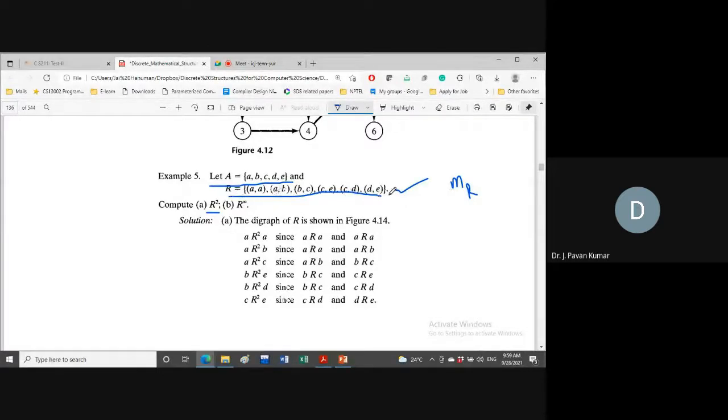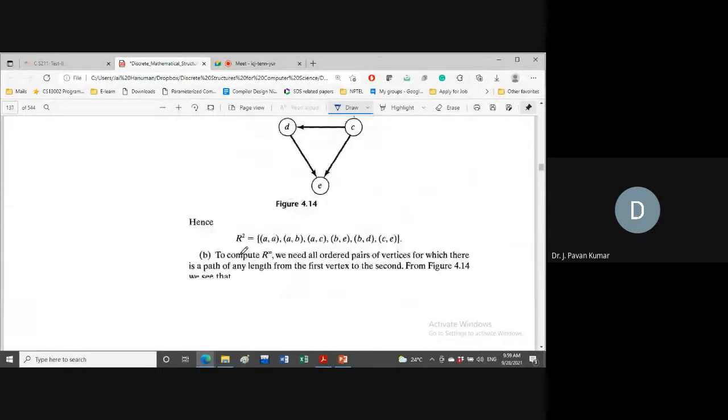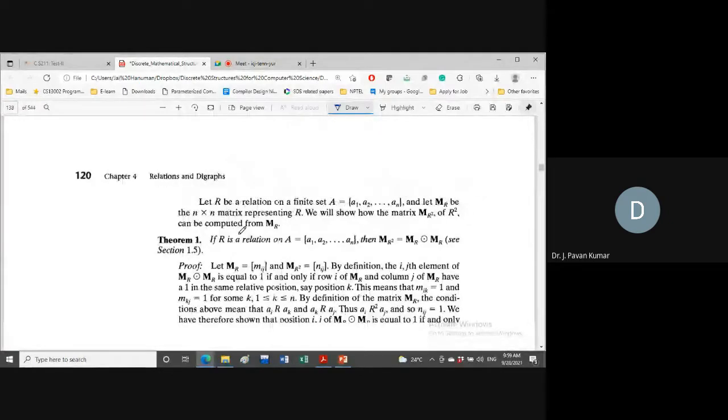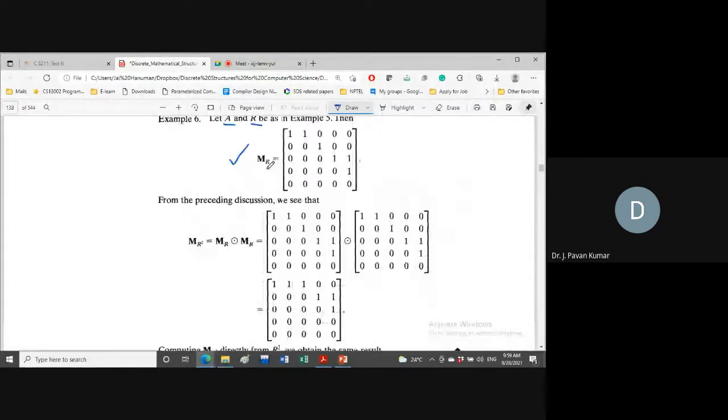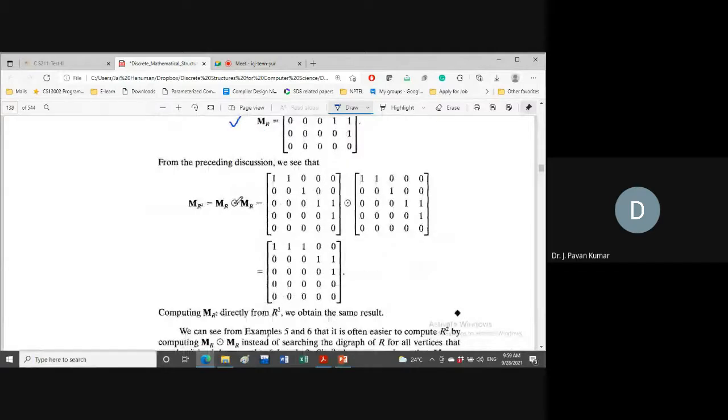Yes, by seeing this R, can we write MR or not? Yes, sir. Now, by using this MR, we can calculate MR2 by multiplying MR with itself. You consider MR is this one, for the given relation R. Now, MR2 is nothing but the dot product of MR with MR itself.